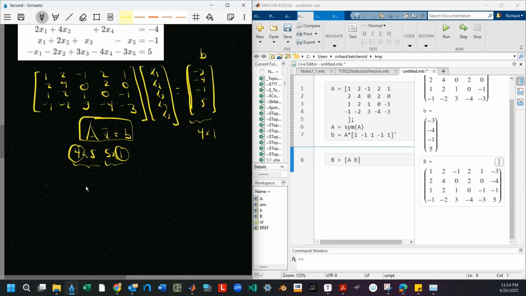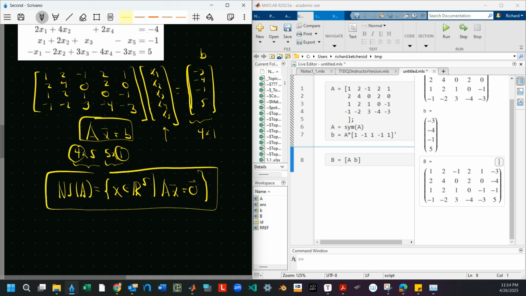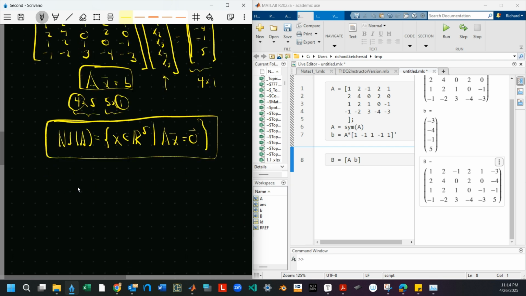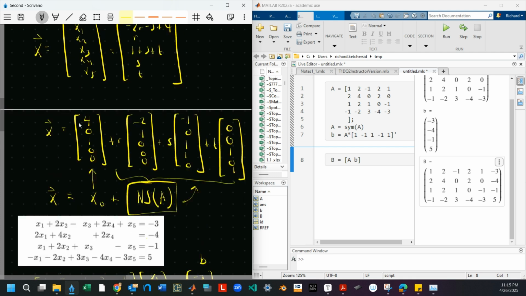When you're solving for the null space of A, it's the set of all x in R5 such that Ax equals 0, not b, but 0. So it's called the null space, or it may be called the kernel of A. And we're going to see these again when we get to eigenspaces, because that's part of what you do when you compute eigenvectors. The eigenspaces are actually the null spaces of certain matrices. But using this method to compute the null spaces is really important.